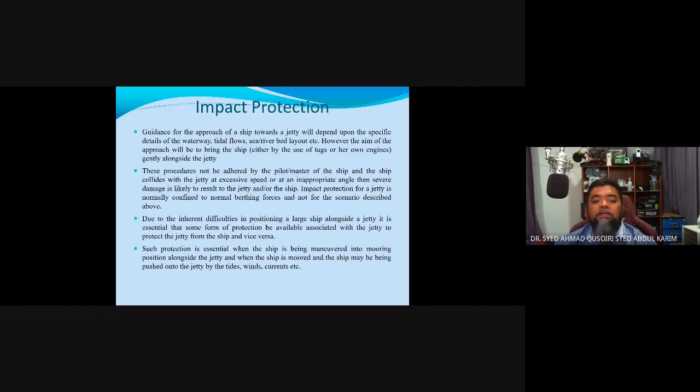Due to the inherent difficulty of positioning large ships along a jetty, it's essential some form of protection be available associated to the jetty. So that's why jetties are equipped with rubber components to absorb the impact. Such protection is essential when the ship is being maneuvered into mooring position alongside the jetty, and when the ship is moored and may be pushed to the jetty by tides, wind, currents.